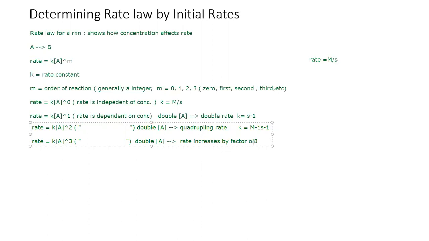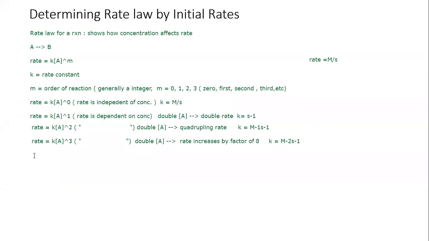So you can see the higher the order of reaction, the greater the effect concentration has on the rate. And so the rate constant here would be, as you can imagine, M to the -2, s to the -1, because you're always wanting to get the units of molarity per second out of the rate law.